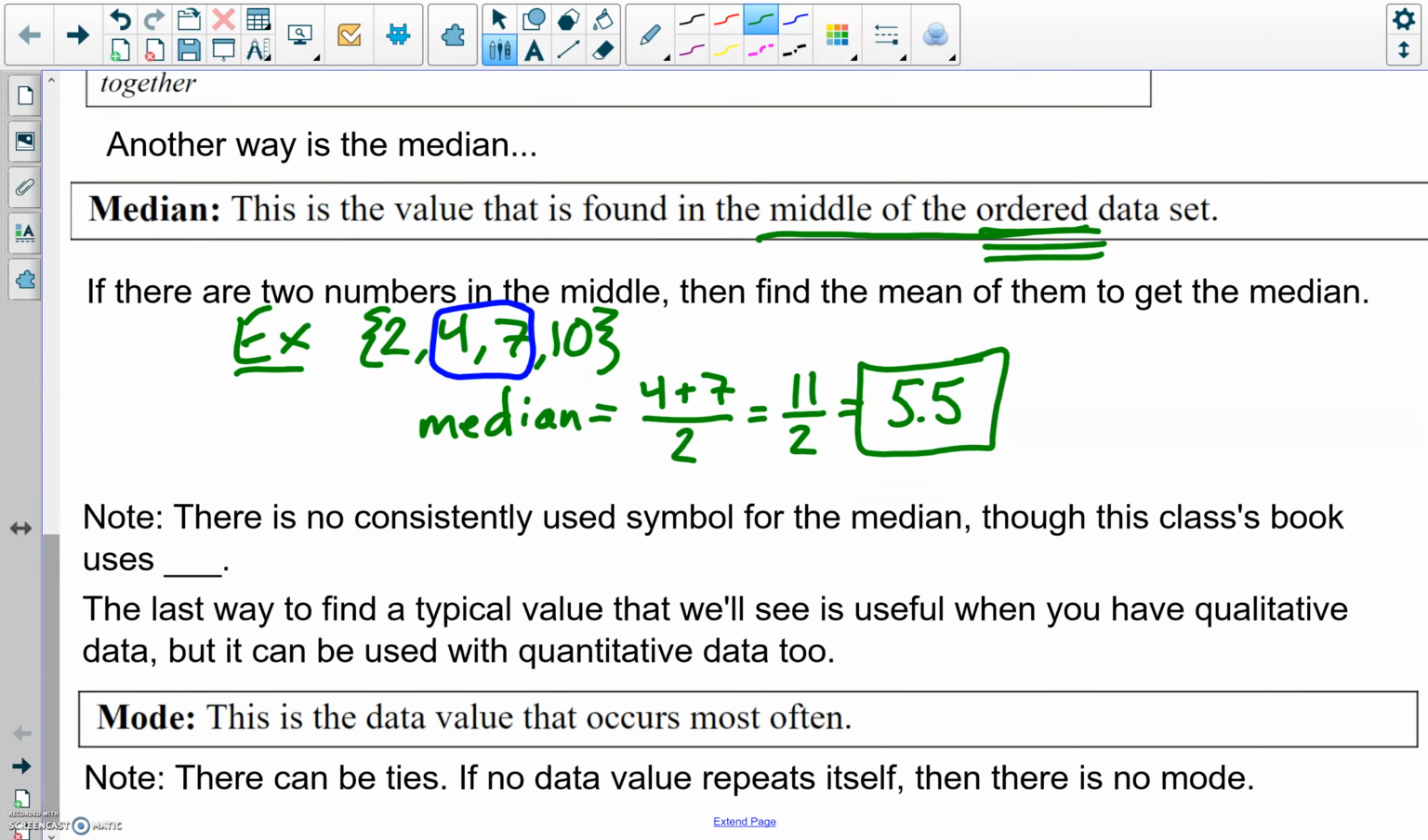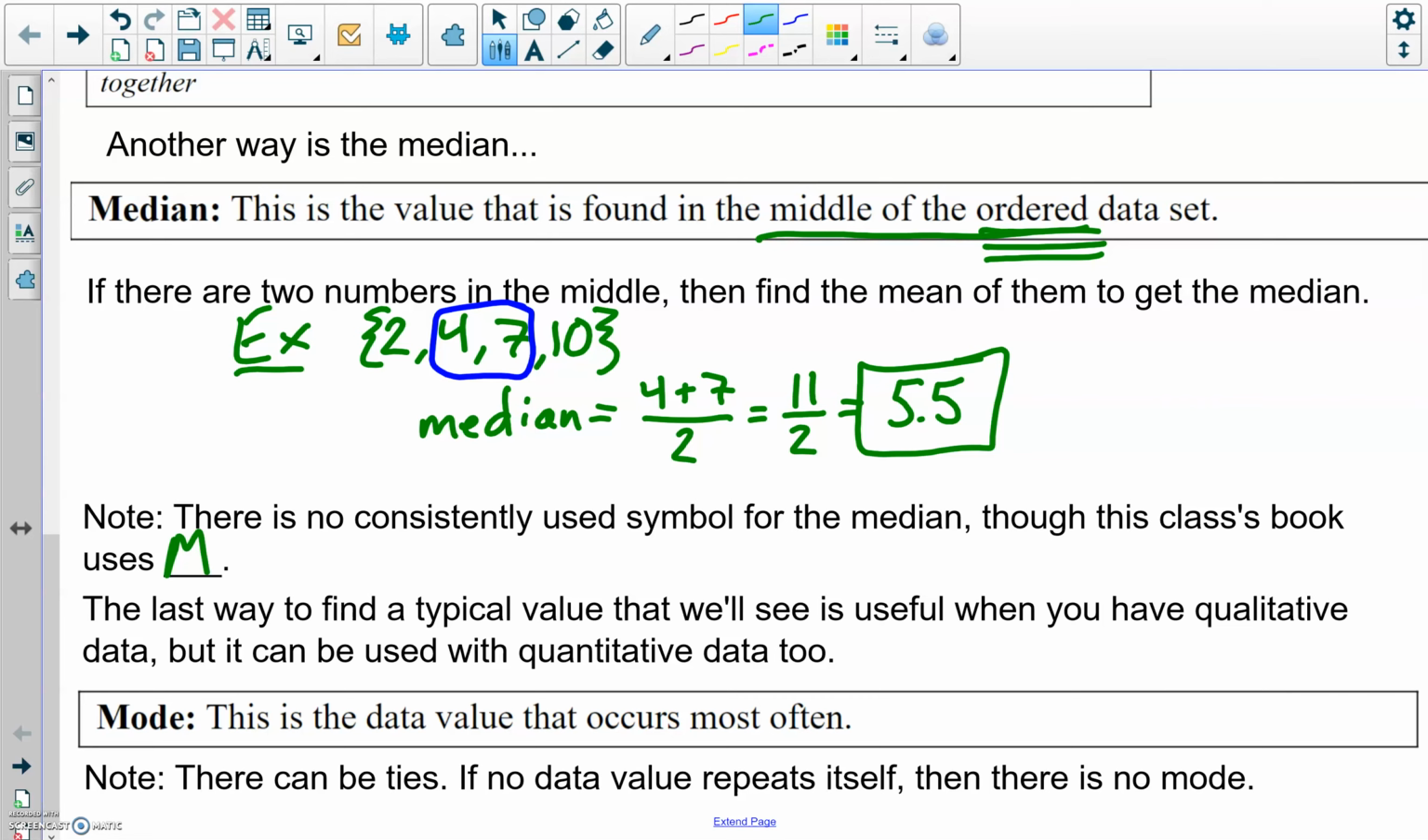Now, note there's no consistently used symbol for the median, though this class's book uses capital M. I have seen that in other texts as well, but it's not necessarily the set in stone symbol for this. It's just something that tends to be used more than other symbols.